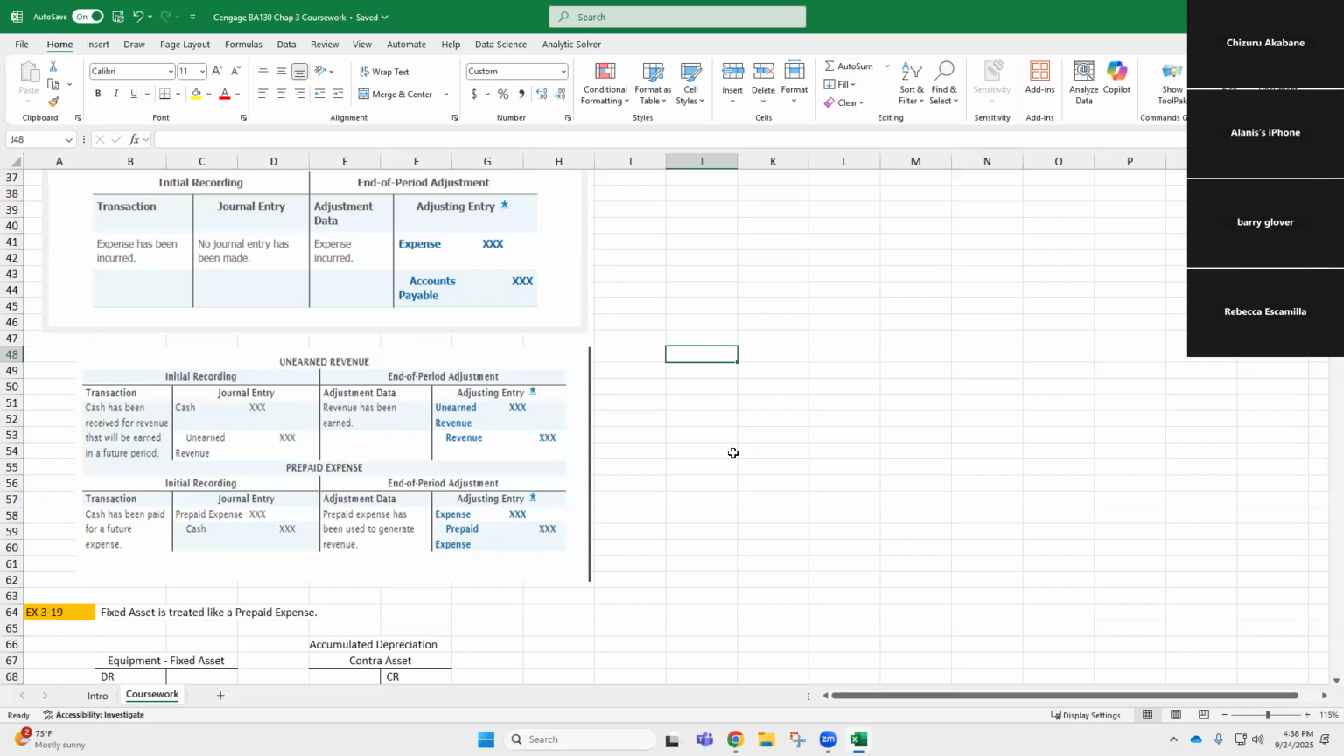Or maybe if we have a landlord, we have paid rent ahead of time. Maybe we've paid 3 months worth of rent ahead of time, and we would make the cash go down. We would put that in prepaid rent. And then as time passed, we would move it out of the asset into an expense. So the adjustment for number 4 is to make that asset go down.